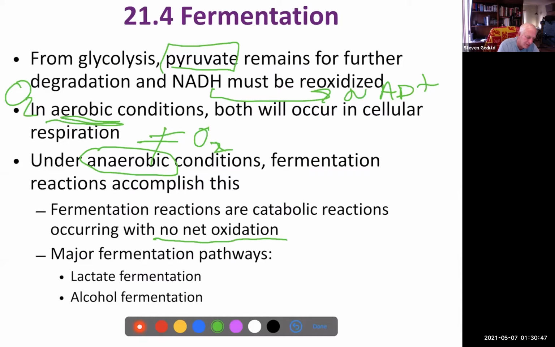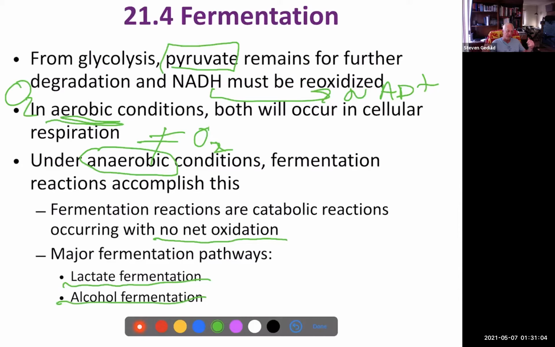Major fermentation pathways, there's two of them. There's lactate fermentation and alcohol fermentation. We use alcohol fermentation all the time in making beer, making wines. We ferment grapes to make wines. That's alcohol fermentation. We put it in steel cylinders so we don't get oxygen in there.